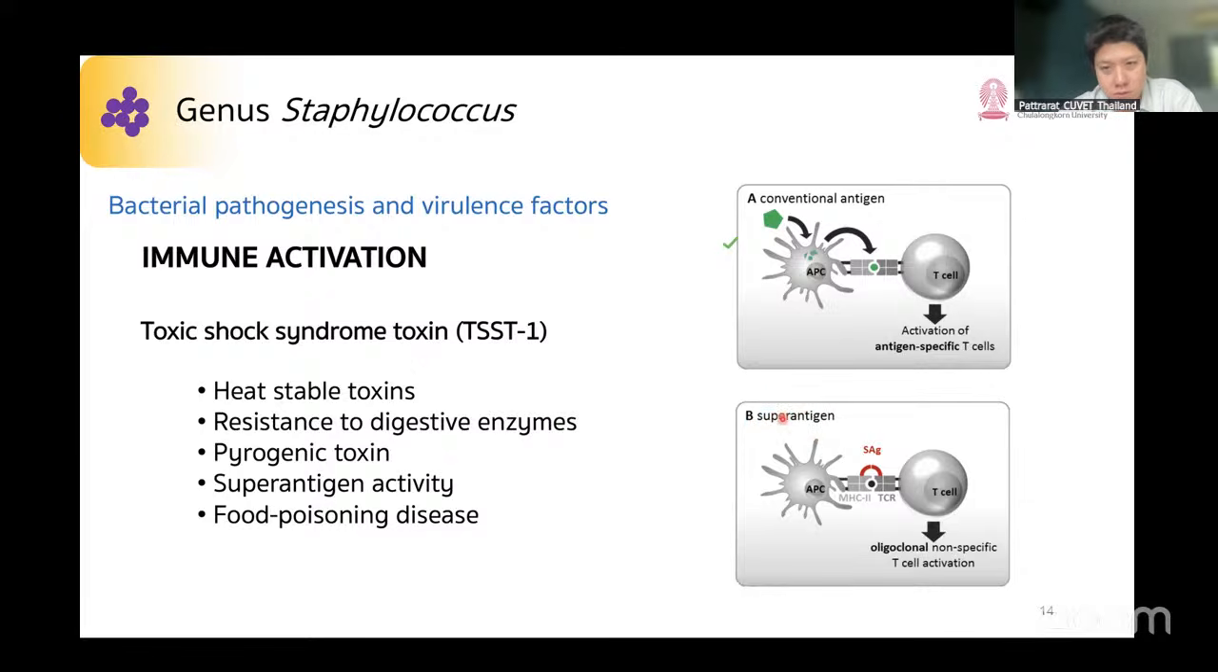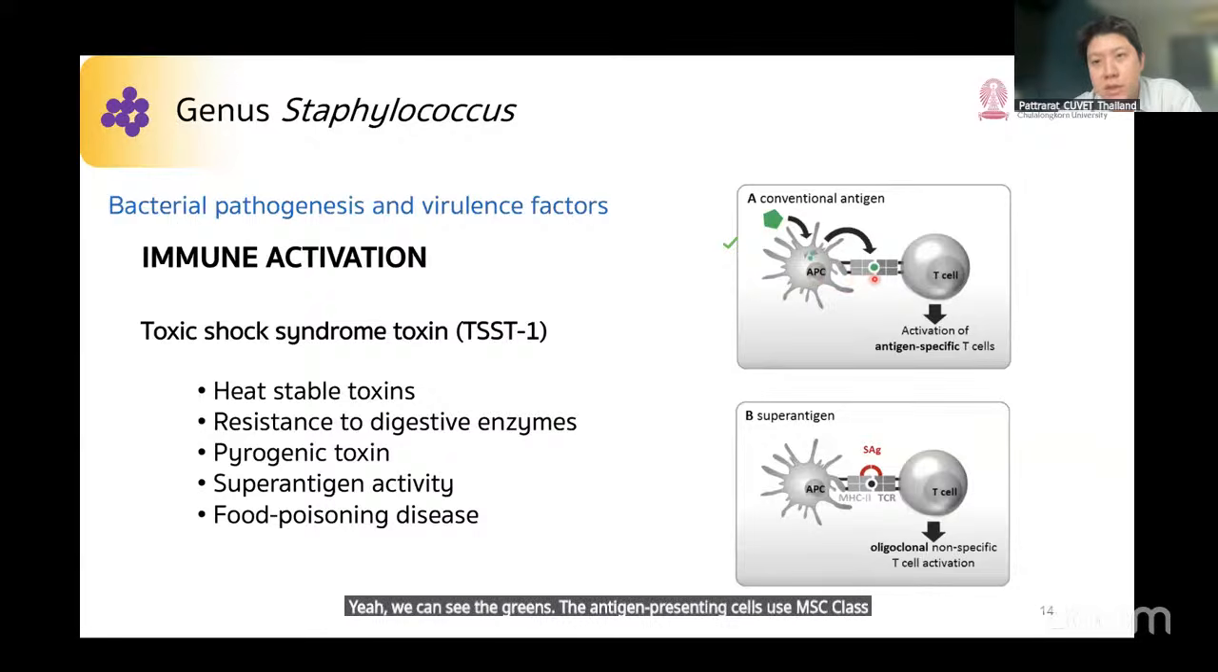because the toxic shock syndrome toxin is a superantigen. What are superantigens? In the normal process, the antigen presenting cells process the antigens inside the cells, and we can see the greens. The antigen presenting cells use MHC class 2 to present the antigens to T cells. This is the T cell receptor or TCR, and this is the specific activation of T cells.